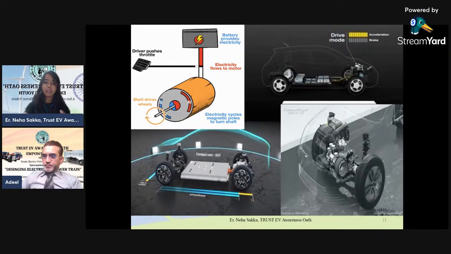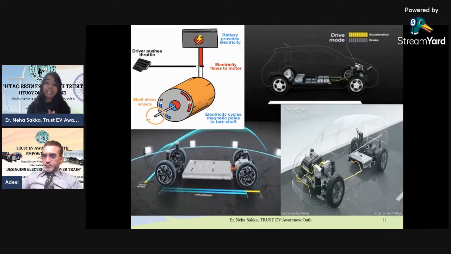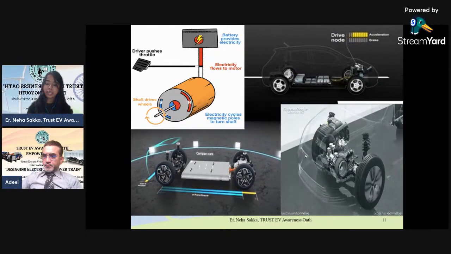We learn about the powertrain design of electric vehicle. How do we actually find the rating? How do we calculate how to find the rating?